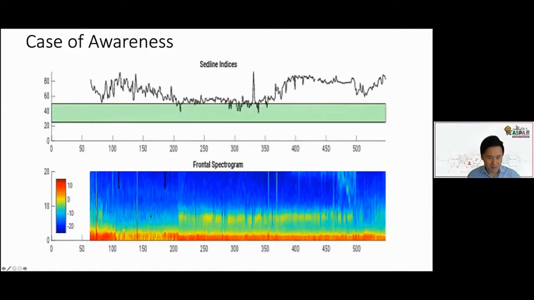patient is missing that alpha wave, right? There's no alpha wave present, and the slow oscillation is really, really small, right? So it's somehow transitioned from slow oscillation to alpha, and then the alpha goes away, and then the slow oscillation goes away. Correspondingly, the SED line index is reading quite high. So this is when the patient was conscious and aware.